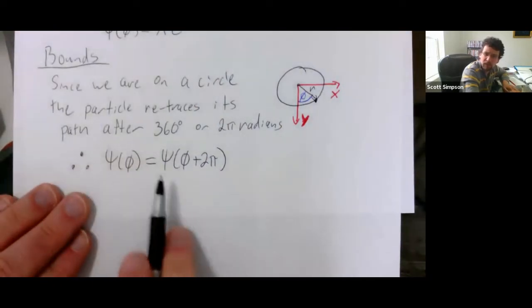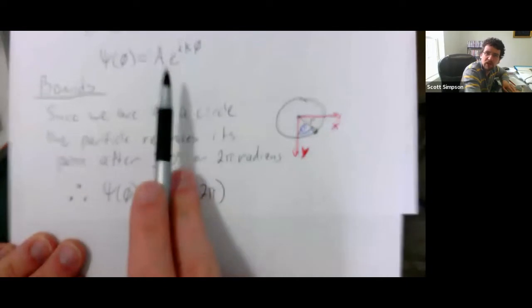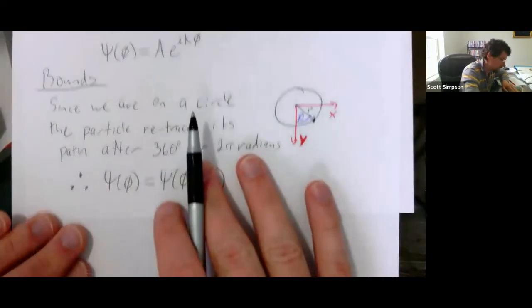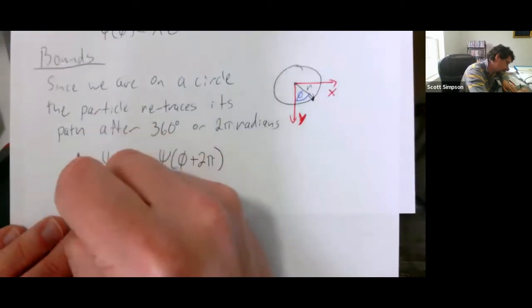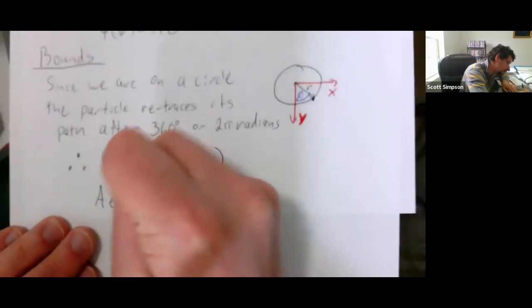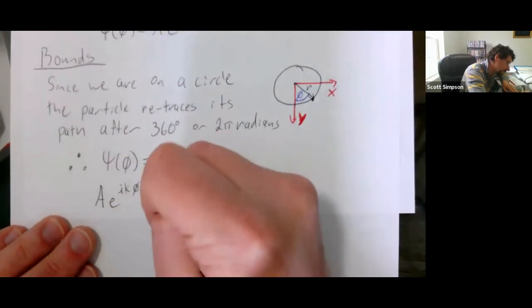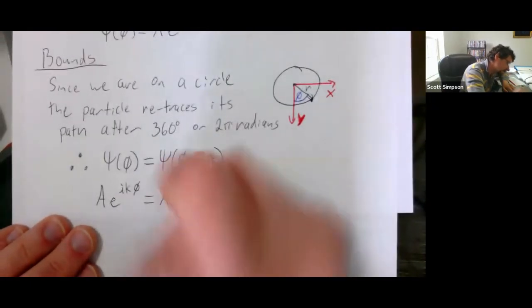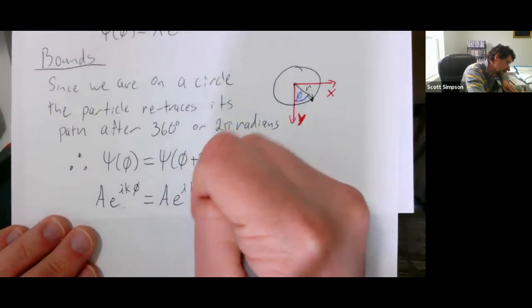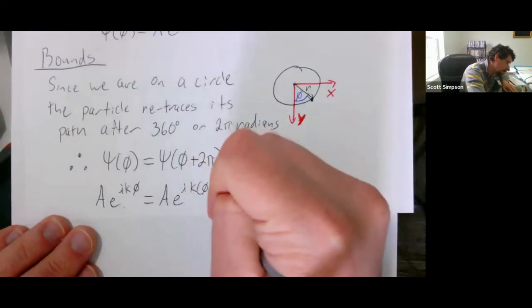Okay, so in order for that to be true, we have our generic equation up here. Let's put in these two values. So we have to have A equal to e to the i k phi, and we also have to have A, this expression, equal to e to the i k phi plus 2 pi.